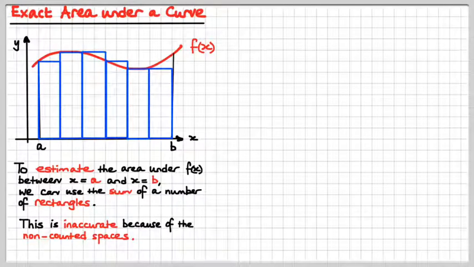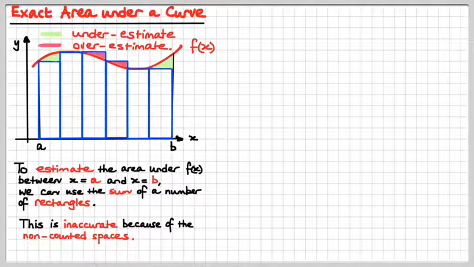It's inaccurate because of the non-counted spaces and the over-counted bits, so those green bits are examples of underestimates, and the red bits there, which I've just coloured in, are examples of overestimates, okay? So it's a bit rough. And that is that there is the width of the rectangles which I've chosen. I've chosen in this instance, okay, arbitrarily chosen.